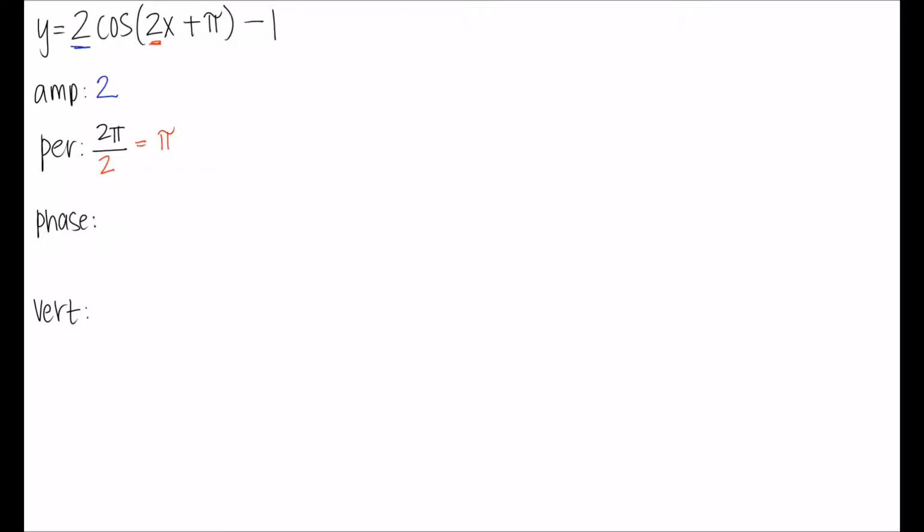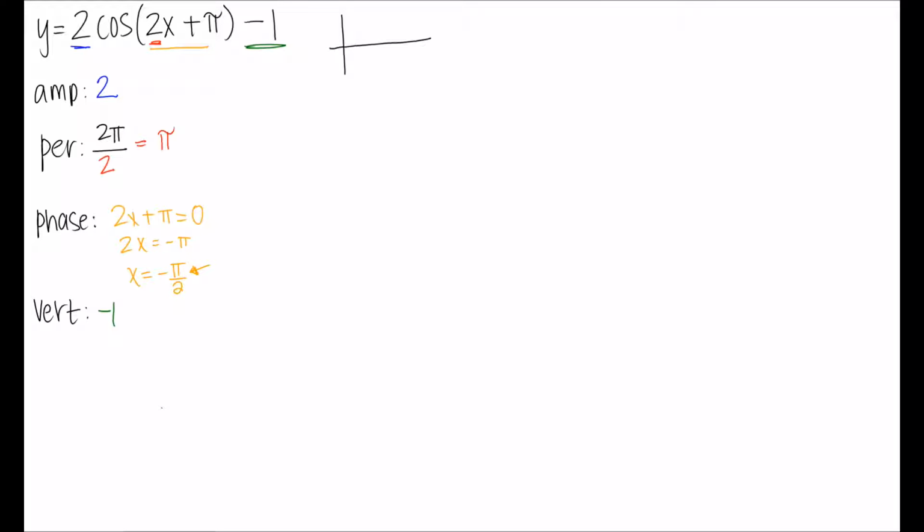Our phase shift, now we actually have something in here. So we're going to take that 2x plus pi and set it equal to 0. So we have 2x equals negative pi, so x equals negative pi over 2. That's our phase shift. We'll talk about what that means in just a second. And then lastly, vertical shift, you have one of these also. It's at negative 1.